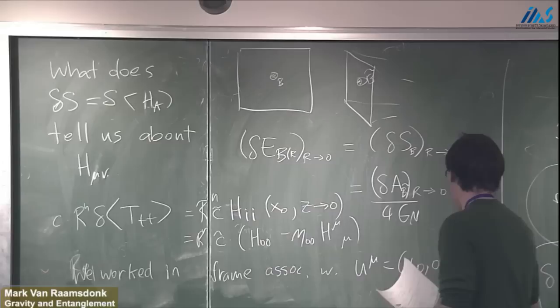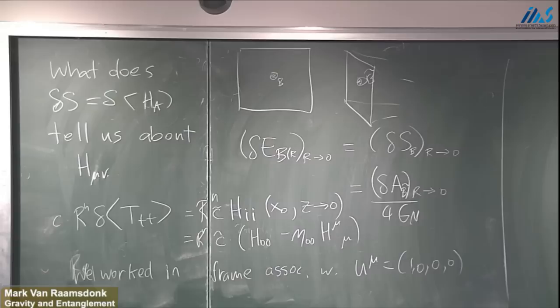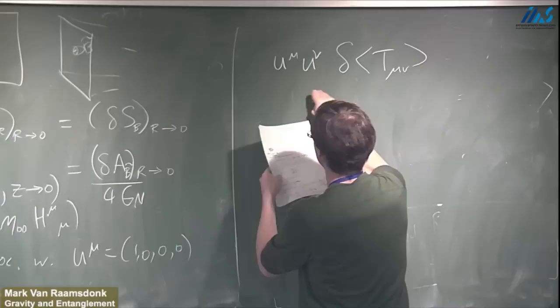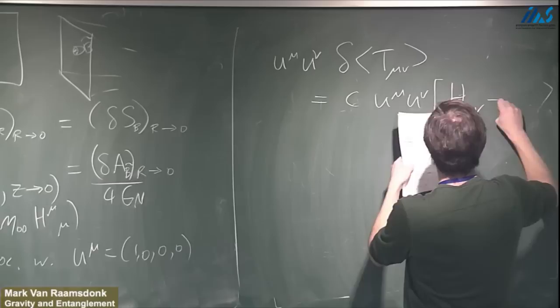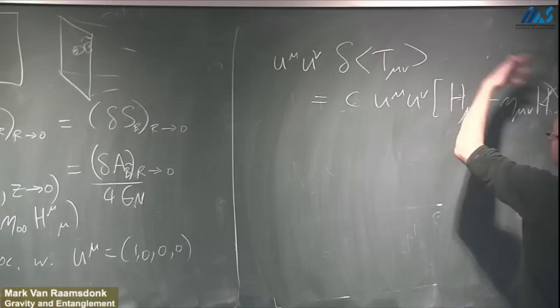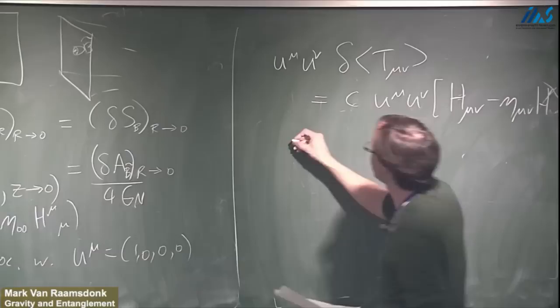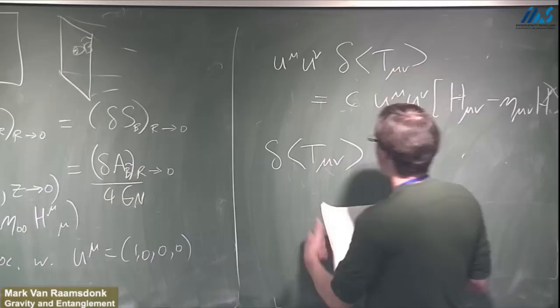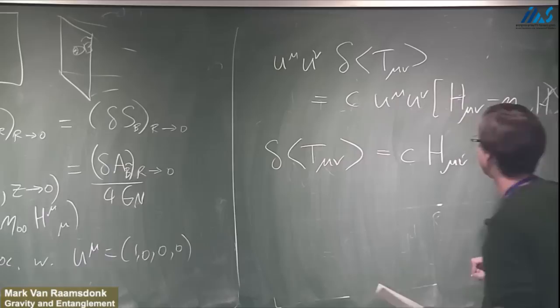So let me re-express what we said there. In a more covariant language, what we showed was that, okay, this is the same thing in the covariant language. And in this form, it has to be true for any choice of u. And so if that's true, then you find that delta T mu nu is equal to c times h mu nu.